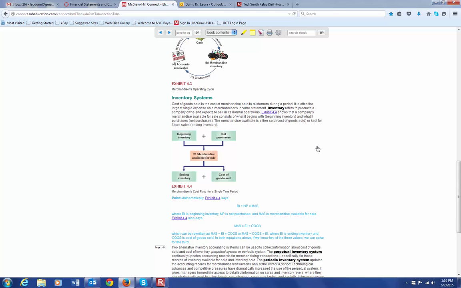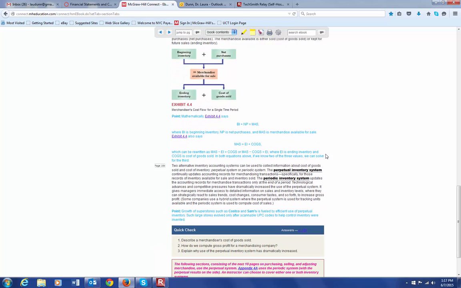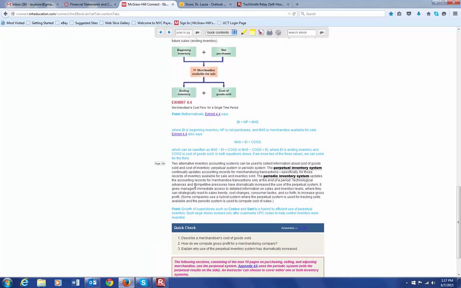And then you will have your ending inventory after you've sold whatever you're going to sell in that particular period. So you would calculate at the end what the ending inventory is. There's different ways to account for inventories. There's different systems for doing it. And we're going to talk about that next.